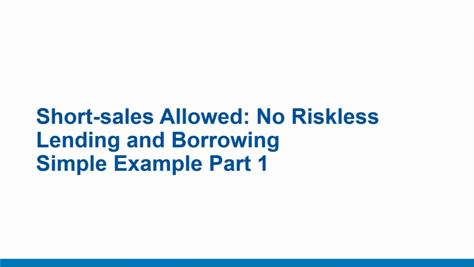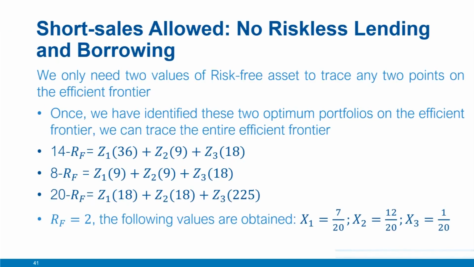In the next two videos, we'll discuss the short sales allowed with no riskless lending and borrowing problem with the help of a simple example. In this video, let us introduce the problem. Recall the statement that we made earlier that we only need two values of the risk-free asset to trace any two points on the efficient frontier. Once we have identified these two optimum portfolios with the help of the two risk-free rates with all the optimization procedure we discussed earlier, we can trace the entire efficient frontier.